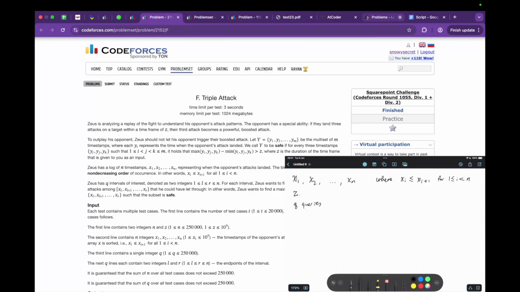So each query specifies a range, L to R. And what we have to do is, let's consider the multiset formed by the subarray XL, XL plus 1, all the way up to XR. And we want to select a maximum size subset. Let's say the subset is y1, y2 to ym.